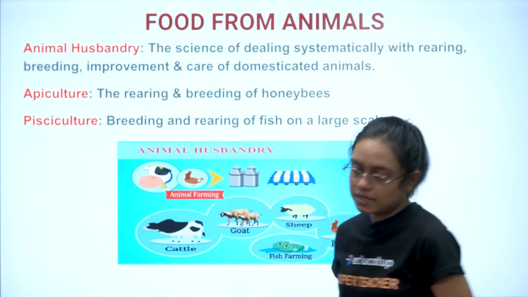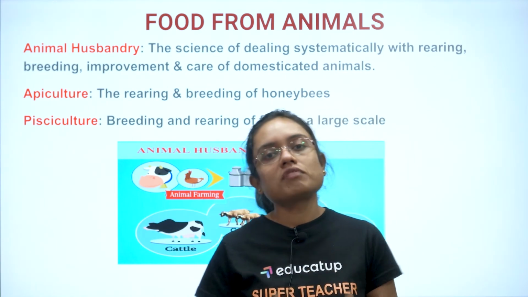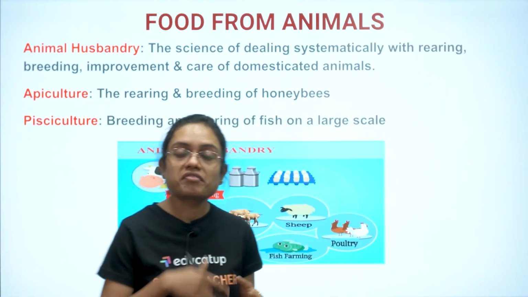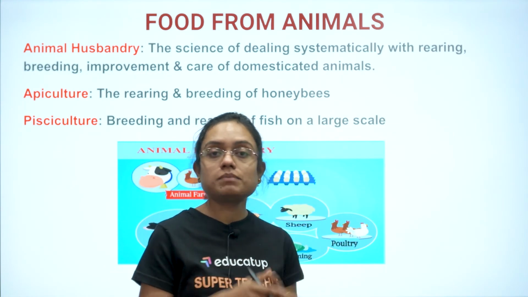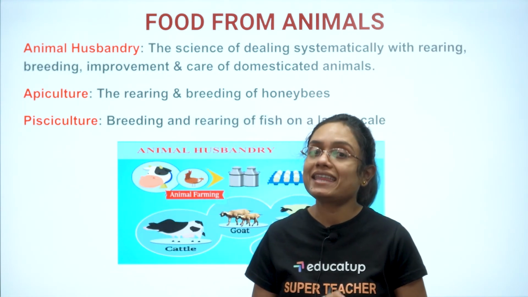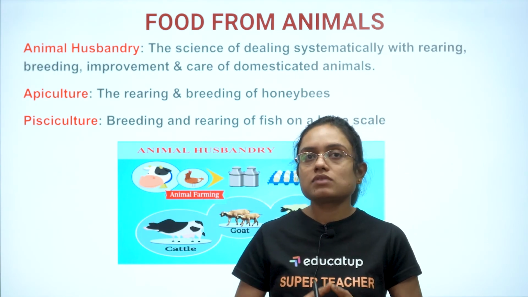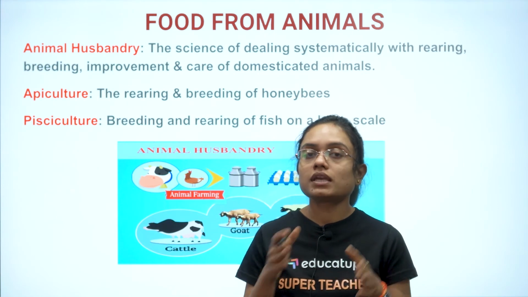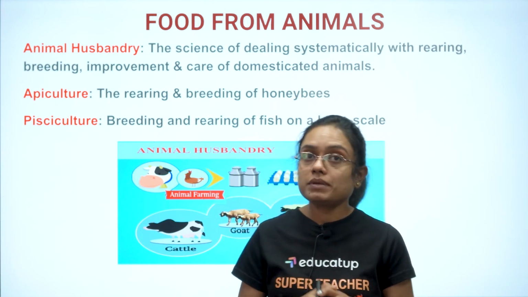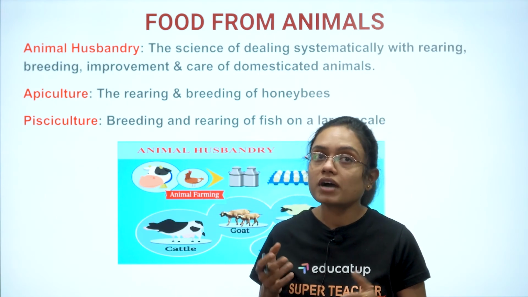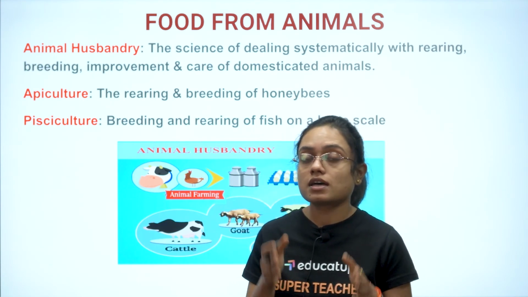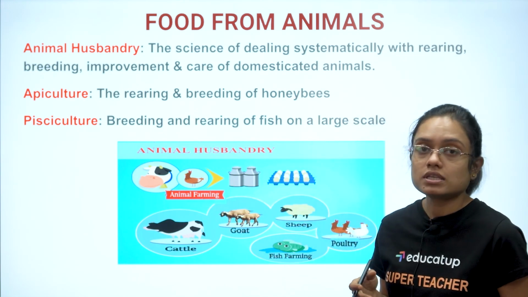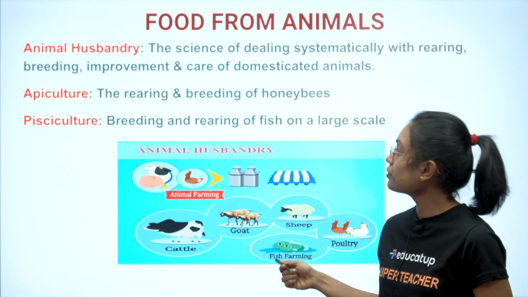Now, food from animals. We get a whole lot of food products from animals, we know that, but we need to know the science of maintaining, rearing and keeping these animals properly, which is known as animal husbandry. Animal husbandry is the science of dealing systematically with rearing, breeding, improvement and care of domesticated animals. Apiculture is the rearing and breeding of honeybees, and pisciculture is the rearing and breeding of fish on a very large scale. So these things have to be kept in mind.